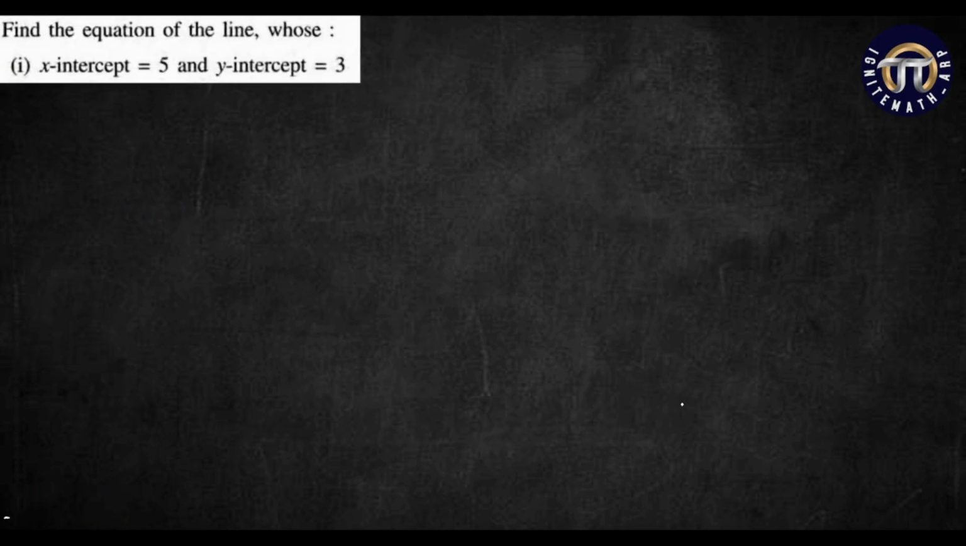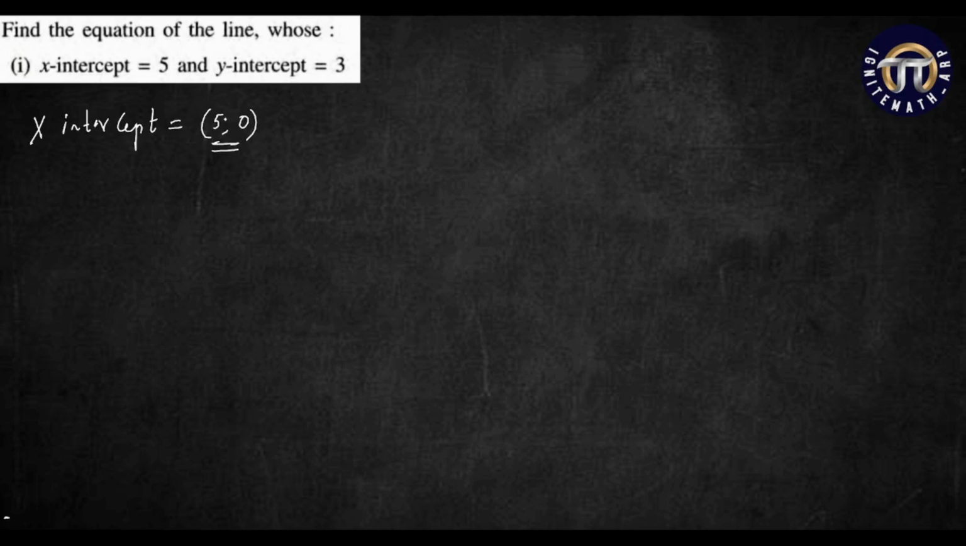So now let's move to the next question. Find the equation of the line whose x-intercept is 5. See now, children, whenever I'm talking about x-intercept, as I explained earlier, x-intercept is the coordinate of the point where the line is intersecting the x-axis. So it is nothing but the abscissa of a point where the ordinate is 0. So x-intercept is equal to 5 in the sense the required point is 5 comma 0.